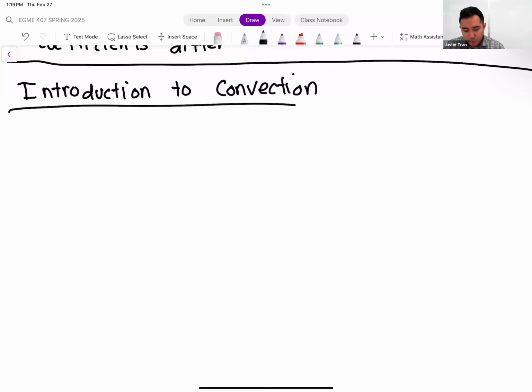Okay. So first, let's state what we know about convection. Convection basically describes what happens when you have heat transfer to some moving fluid.